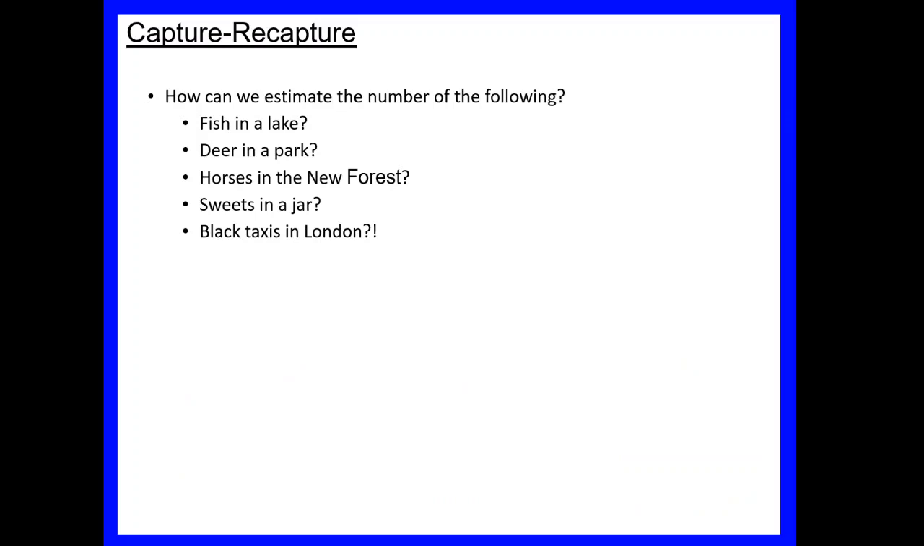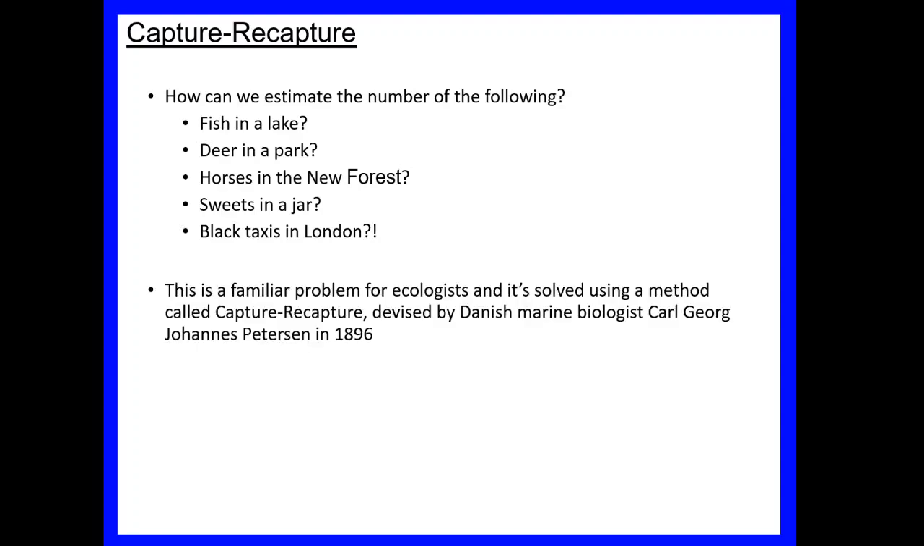Well, capture and recapture is about estimating the population of things that we couldn't normally count. If we wanted to know how many fish there are in a lake, we certainly can't catch every single fish and count them. The same with the deer in the park, horses, sweets, etc. So a few examples there of where we might want to know how many of something there is, but we can't actually physically catch them.